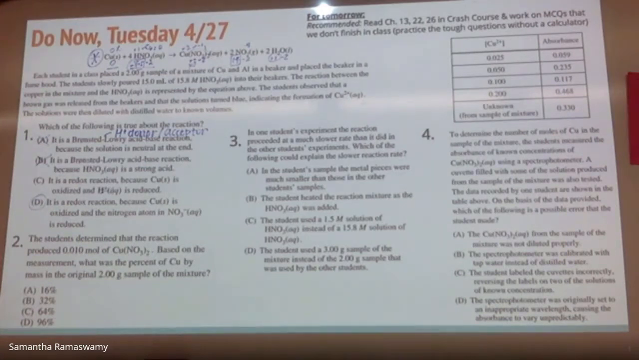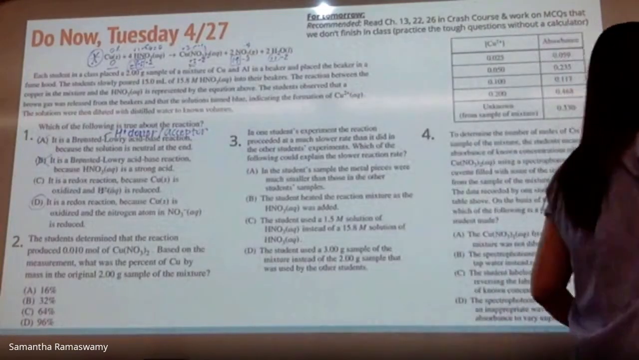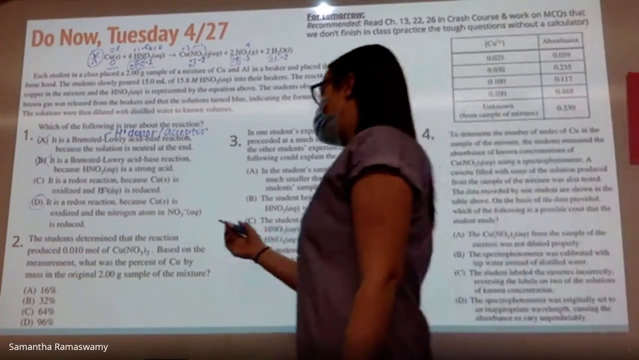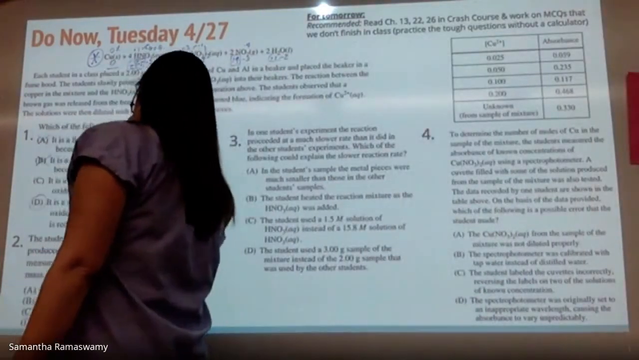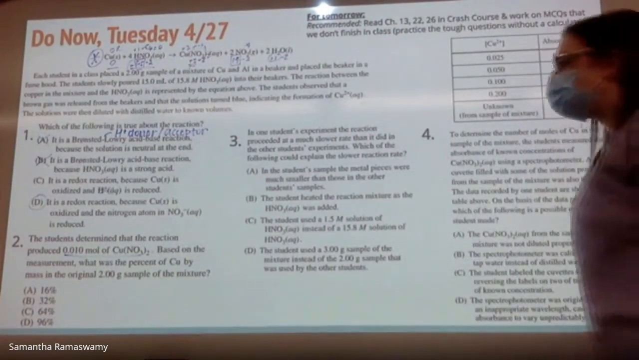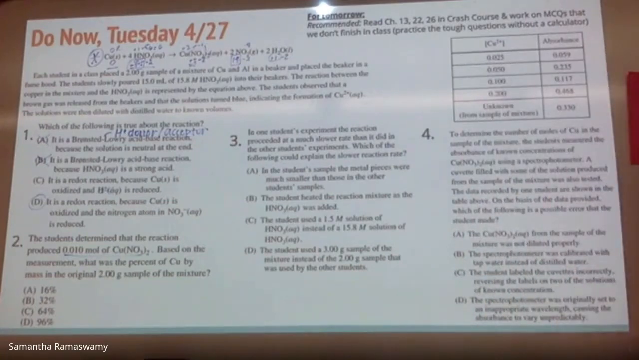But for number 1, this was looking at identifying the type of reaction. So that was unit 4. Unit 4 is looking at types of reactions. Number 2 says the students determined that the reaction produced 0.01 moles of copper 2 nitrate. I'm going to underline that given information. Based on the measurement, what was the percent of copper by mass in the original 2-gram sample?